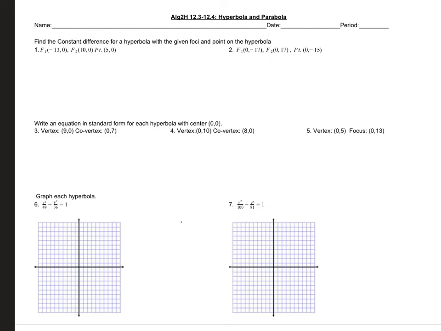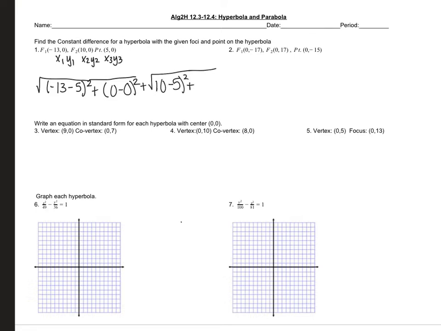Alright, so we're going to use that formula. This is my x1, y1, x2, y2, x3, y3. So it's the distance of x1 minus x3 squared plus y1, which is 0, minus y3, which is 0, squared, plus x2, which is 10, minus x3, which is 5 squared, plus y2, which is 0, minus y3 squared.